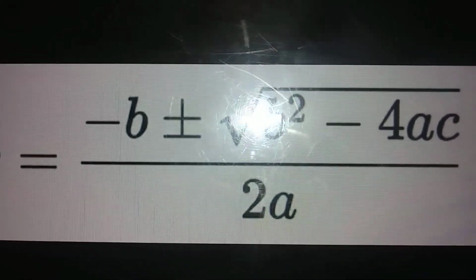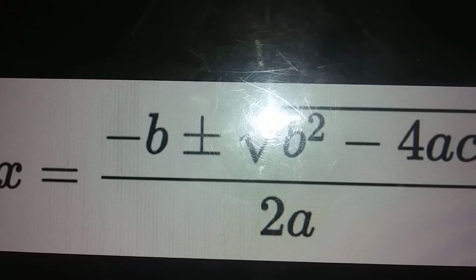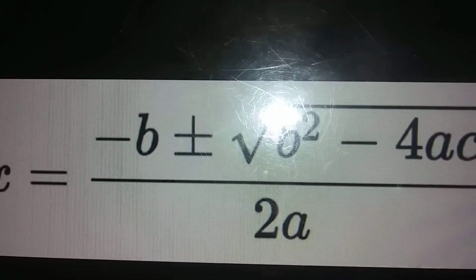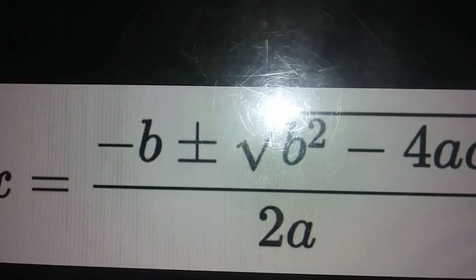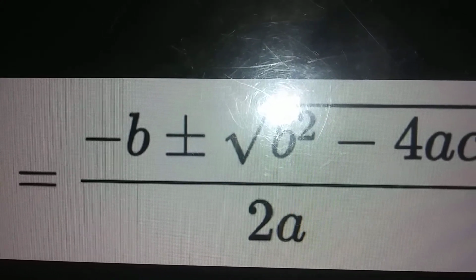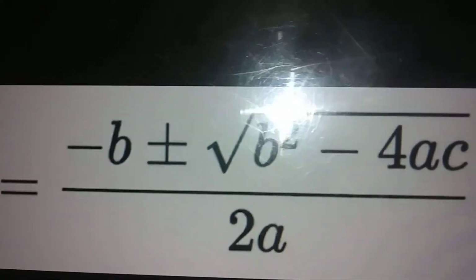Now let's look at our formula again. Notice that for b, we're going to plug in negative 10. For a, we're going to plug in 3. And for c, we're going to plug in positive 8. So definitely keep this formula in mind as I start plugging in. So look at your formula as I plug it in.